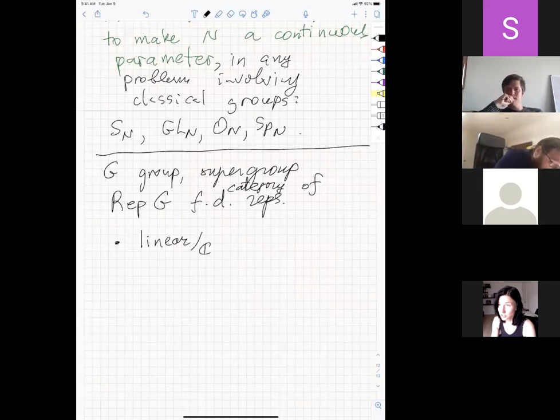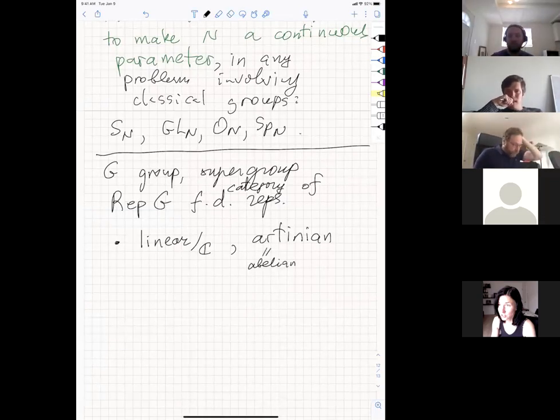And moreover, this is what is called an Artinian category. So what does it mean? This, first of all, means it's an abelian category, which means that you can do the normal things you can do in representation theory, which means that you can look at the kernel, image of a homomorphism of representations, and cokernel.